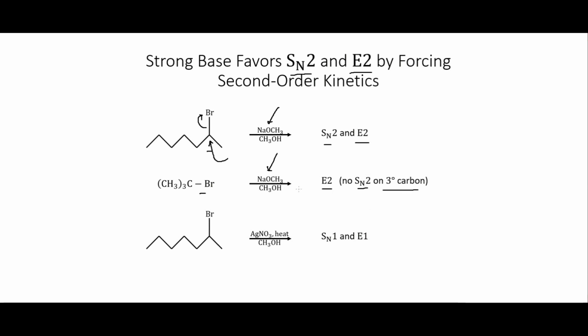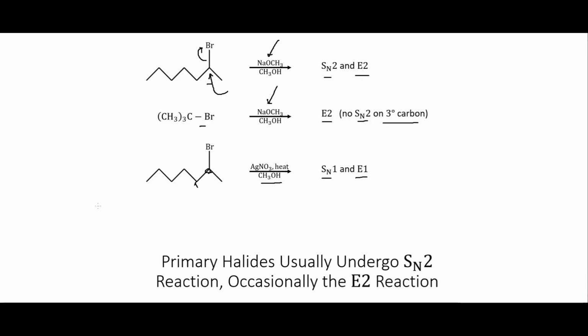Whereas if we don't have the strong base, so we just have the weak base, so we don't have the methoxide here, we just have the methanol right here, what we're going to see then is the SN1 and E1, because we don't have that strong base that's going to either attack this carbon or remove hydrogens off from neighboring carbons. And so that's going to favor the SN1 or E1 if we have only weak bases here.